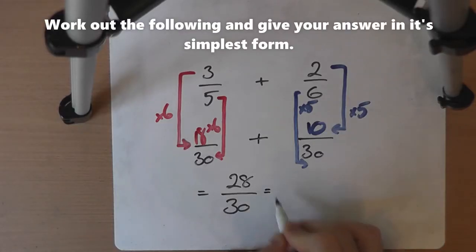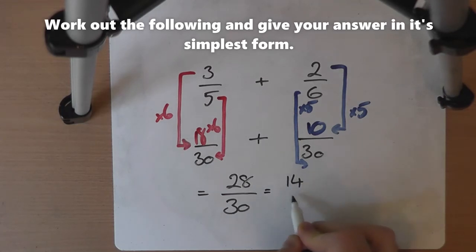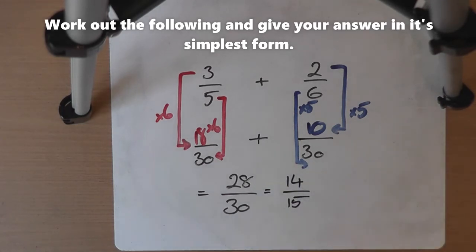So we're looking for something that both 28 and 30 will divide by. They're both even numbers, so we could divide them by 2 and get 14 on the top and 15 on the bottom. Is there anything that they will both divide by? Well, if we ignore 1, 15 will divide by 15, which isn't much help to the 14, 3 and 5, neither of which 14 will divide by, so that is in fact the simplest form. And the answer there, 3 fifths plus 2 sixths, is 14 over 15.